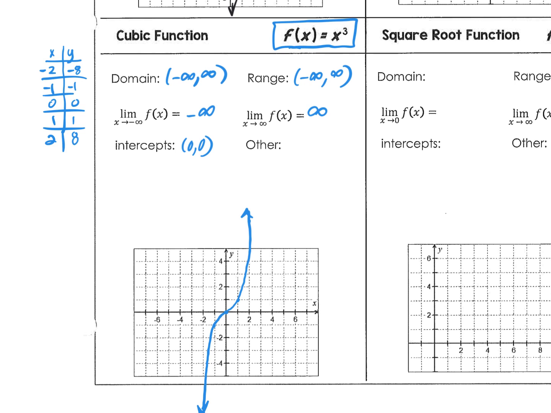Okay, other. Is it odd, even, or neither? Can it be rotated 180 degrees? If it can be rotated, it's odd. All right, is it continuous? Yes, it is continuous. All right, is it bounded? Does it have a maximum or a minimum? It doesn't, does it? So it is unbounded.